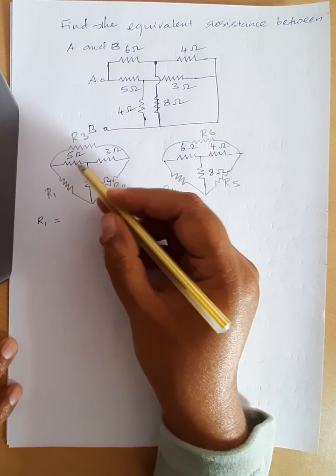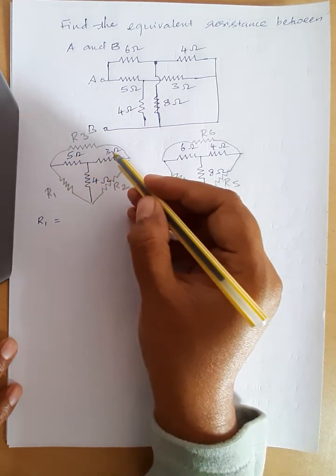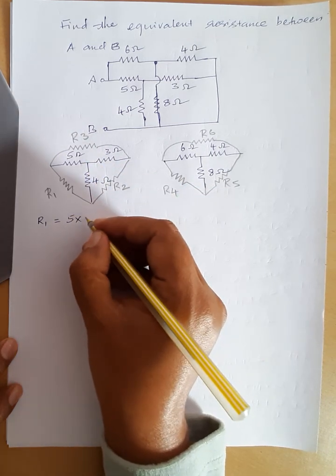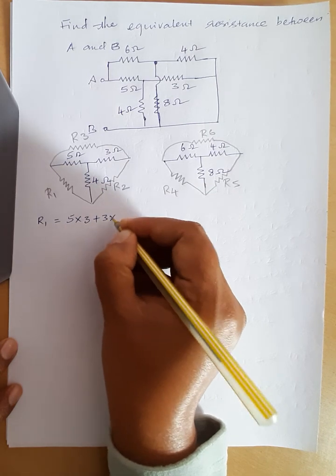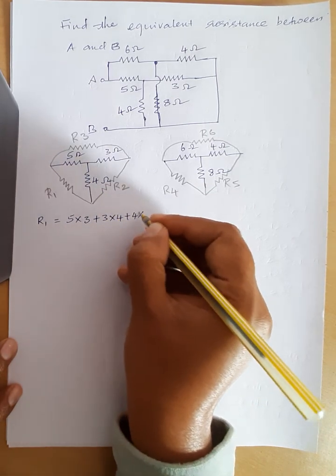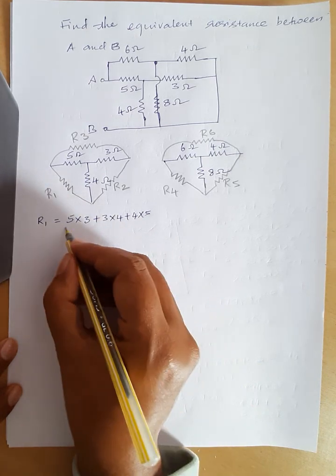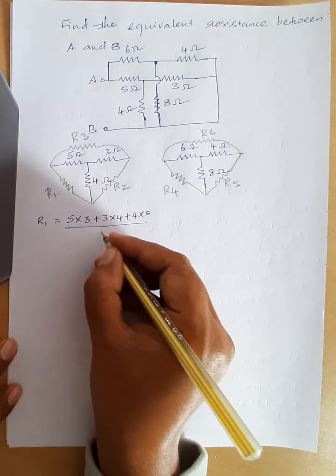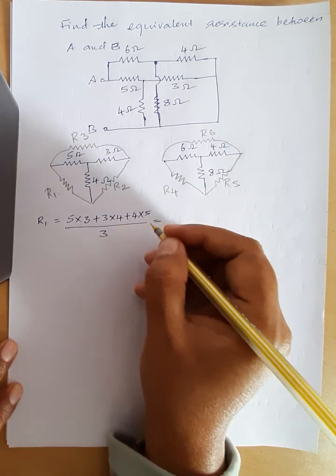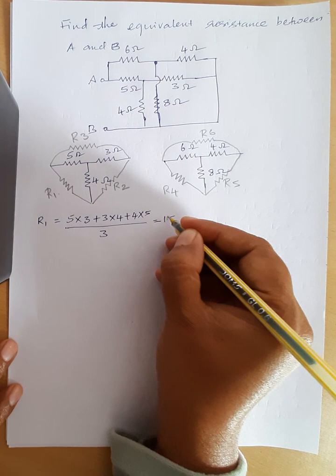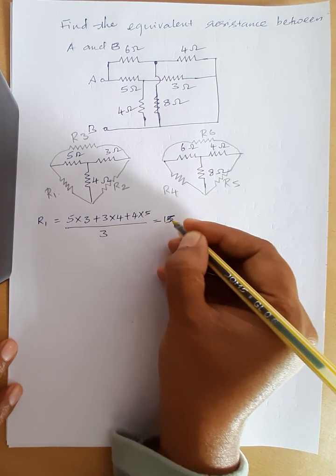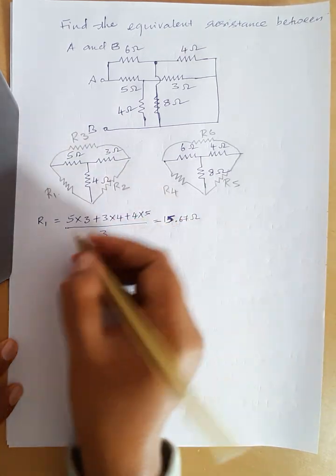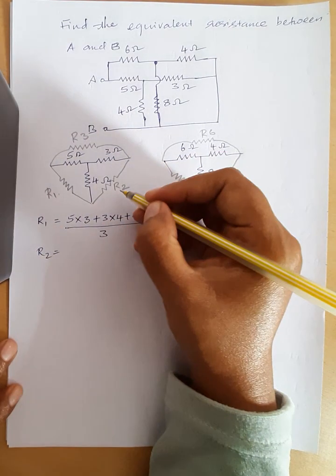R1 is equal to the numerator, 5 into 3 plus 3 into 4 plus 4 into 5, divided by R1's opposite resistance. Here it is 3 ohm. So divide it by 3. R1 you will get 15.67 ohms.